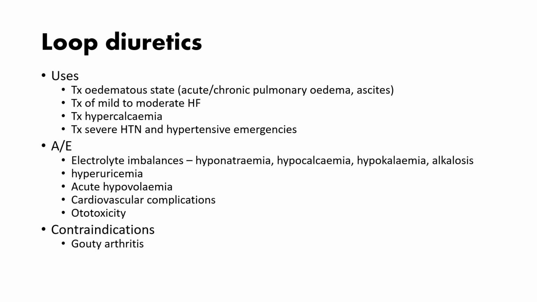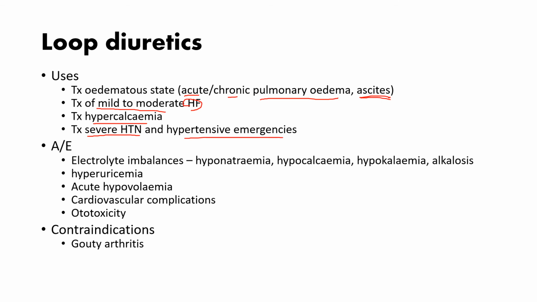Okay, so the major application of loop diuretics is to treat edema. Edema can come in the form of pulmonary edema, for example, both acute and chronic, or ascites, that's the buildup of fluid in the abdomen. It can also be used for treatment of mild to moderate heart failure. Again, in heart failure, we can get some edema as well. It can also be used for the treatment of hypercalcemia, because as you know from the previous slide, they cause hypocalcemia because they increase the excretion of calcium into the urine. They're also used for severe hypertension and hypertensive emergencies, again because of their rapid onset of action.